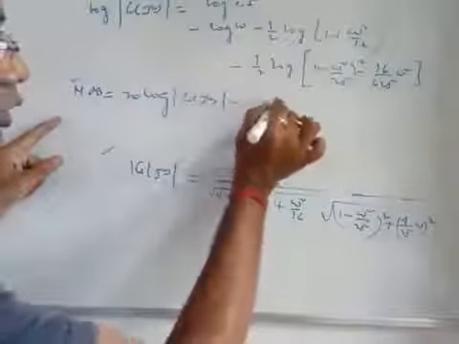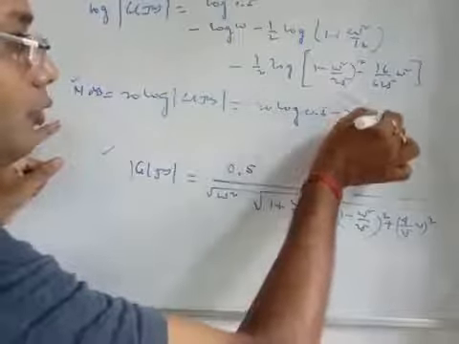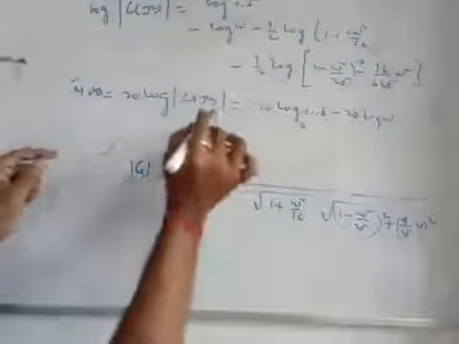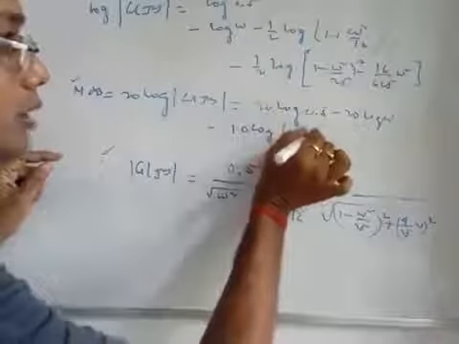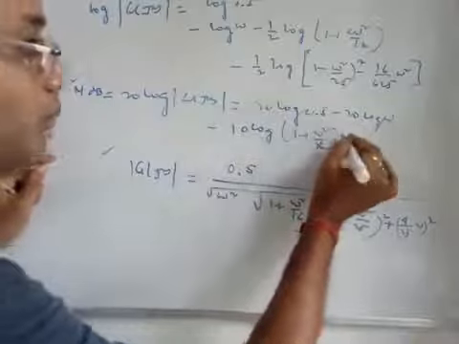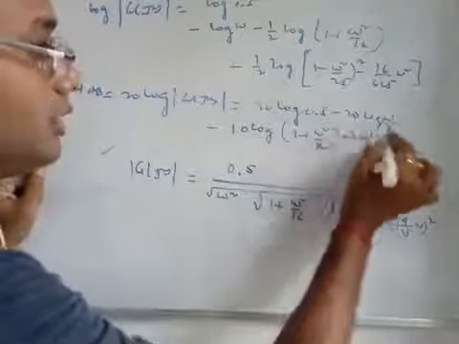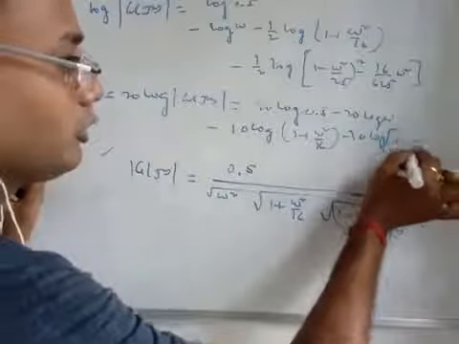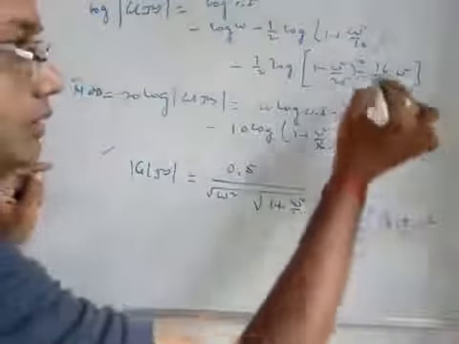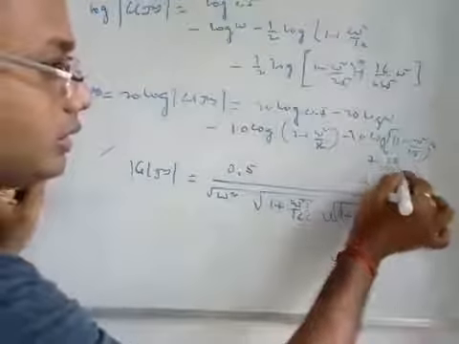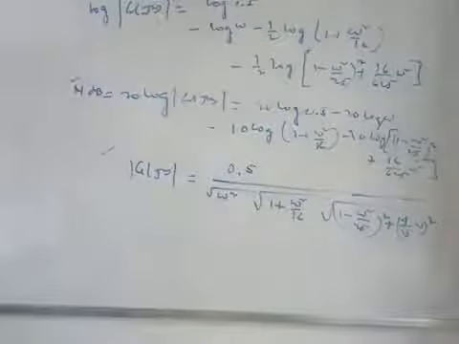So 20 log of 0.5 minus 20 log of omega minus 10 log of 1 plus omega square by 16 minus 10 log of 1 minus omega square by 25 square plus 16 by 625 omega square. That is the expression, right?